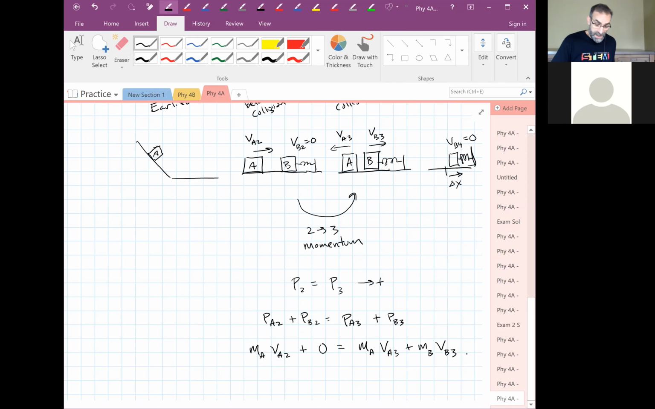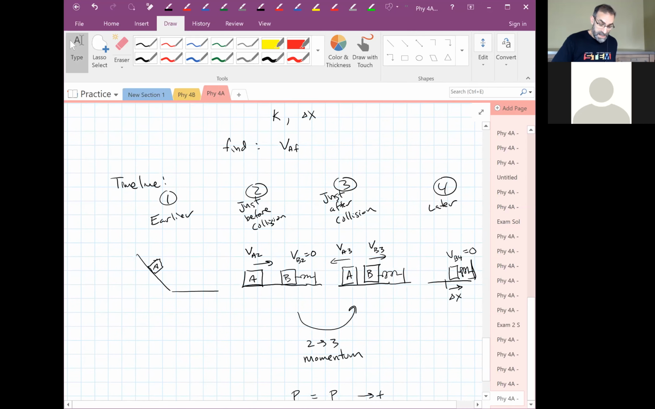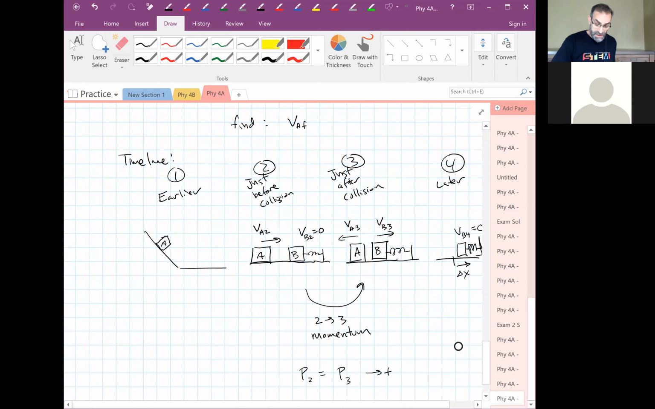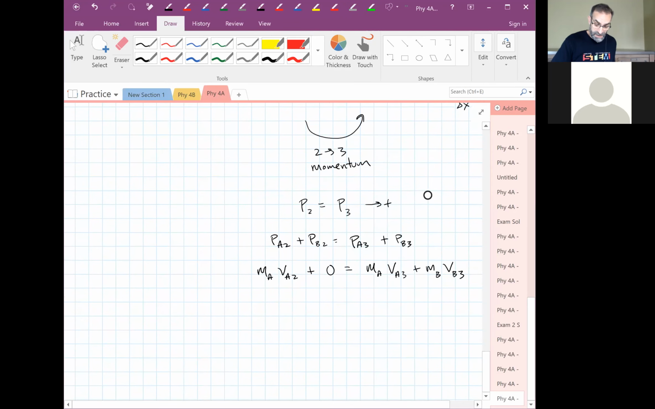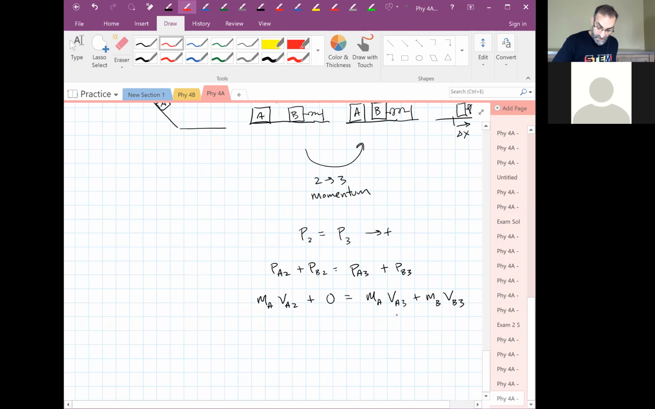And what are we trying to find? We're trying to find the velocity of A at time 3, right? The velocity of A after the collision. This is what we're trying to find. This is our goal, right? Find that. If we knew everything else, we could solve for that. So let's go back and look around. The velocity that we're missing is this one. And we're missing this one.